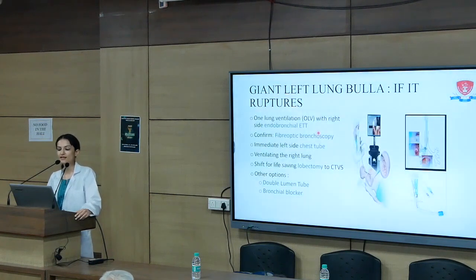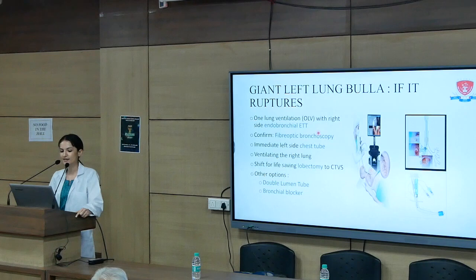Now a rescue plan if the giant lung bulla ruptured. We would have to go for one lung ventilation with a right side endobronchial ETT, which would be confirmed by fiber optic bronchoscopy, and immediate left side chest tube insertion while ventilating the right lung, and shifting the patient for life-saving lobectomy to the CTVS OT. Other options were use of double lumen tube and bronchial blocker. We extubated the patient on table after neurological assessment was done in order to prevent further positive pressure ventilation.